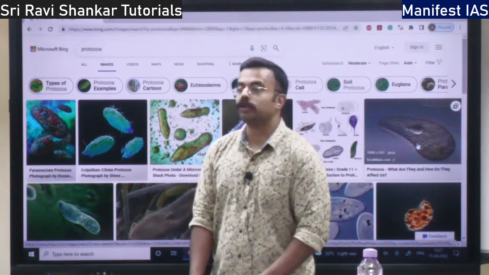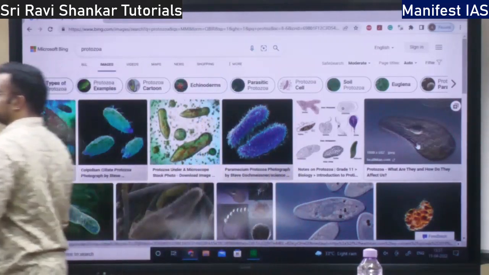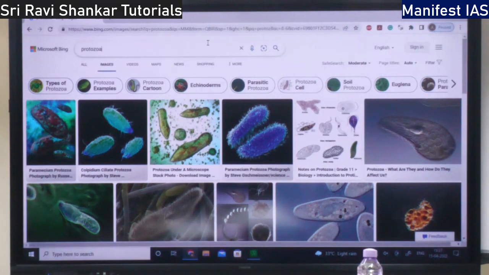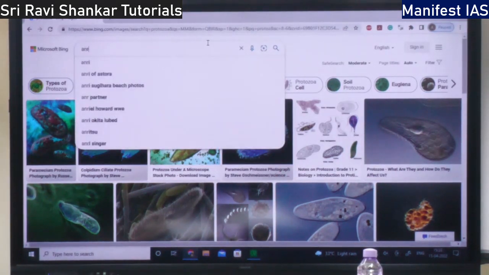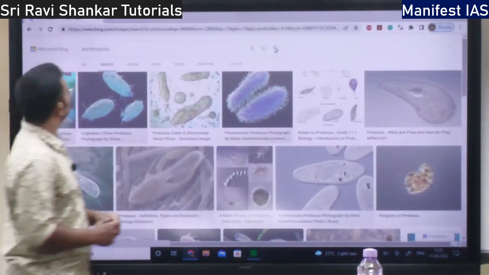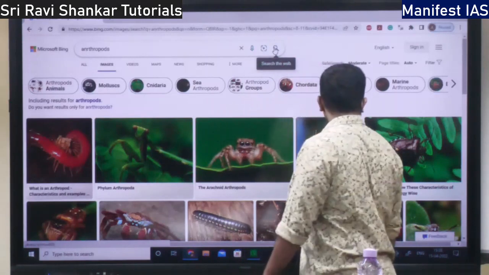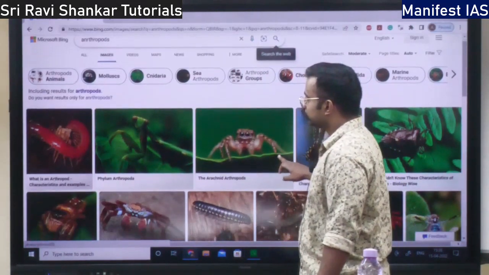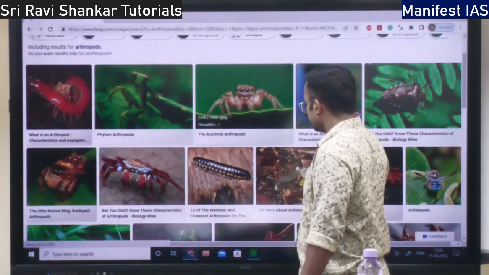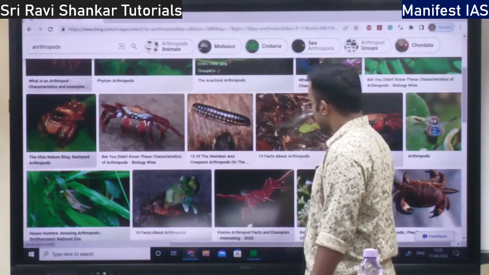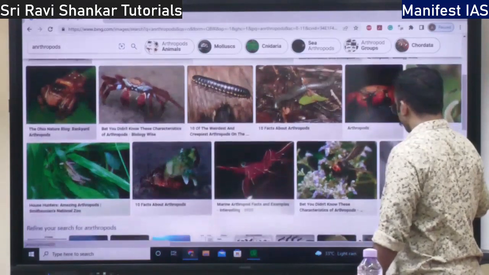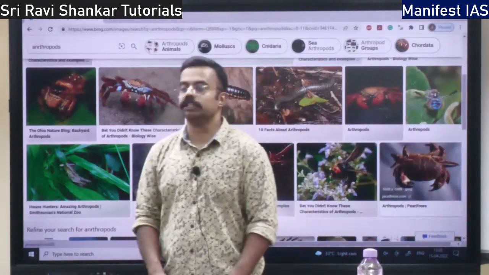Protozoa. Next you have arthropods. What are arthropods? Okay. So arthropods, they have limbs with joints. So these are arthropods. See, even butterflies. So crab is there. Some different animal is there. This is also there, right? This is also an arthropod, right? So they have limbs with joints. Even your spider is an arthropod.